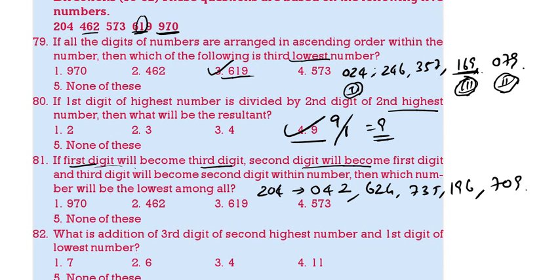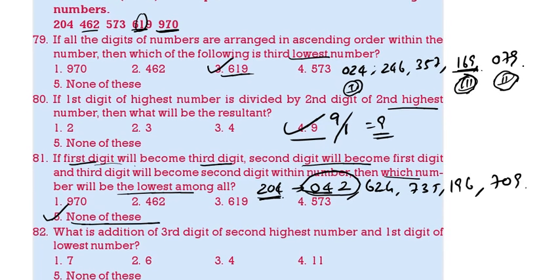Then which number will be the lowest number? So what is the lowest number? 042. Original number 204. 204 is not there, so it is none of these. Then see the next one.